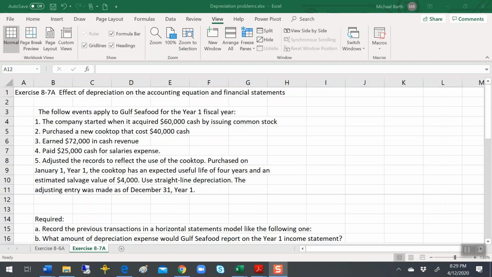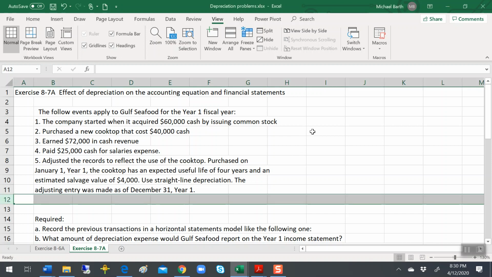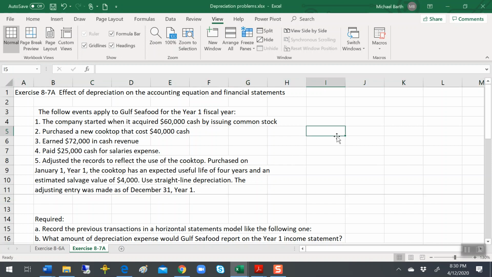Okay, and they're using straight line depreciation here. I'll record the transactions, but we probably need to do the depreciation first. Straight line depreciation, there's a simple formula for it. The yearly expense is equal to the cost of the product minus the salvage value, whatever you're depreciating, divided by the useful life.